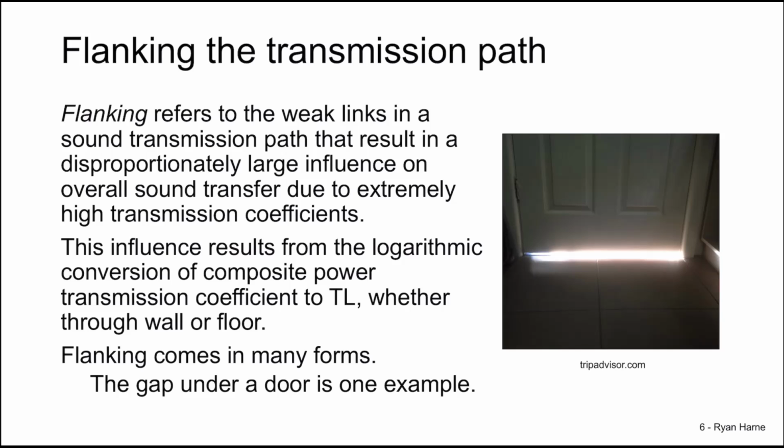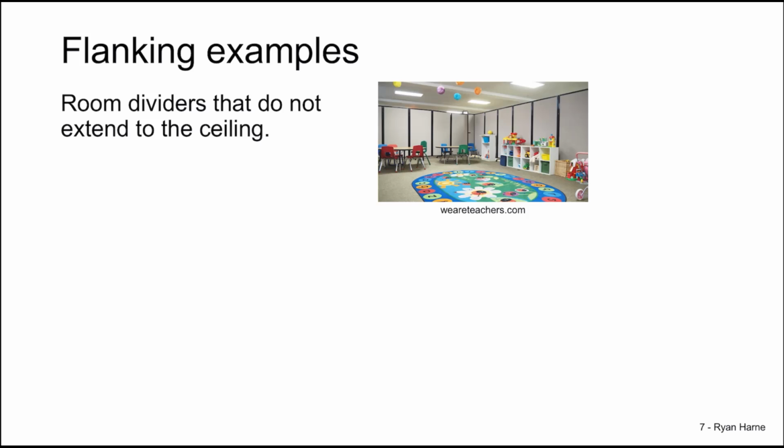So far we've spoken about the gap under a door, which is a great example of flanking. But there are many examples of flanking that are faced by engineers day to day. Take, for instance, room dividers that don't extend to the ceiling or to the floor. There's multiple inches of gap here at the floor because the room dividers are mounted on rolling casters, and the room dividers don't even come close to reaching the ceiling. In this case, this elementary school will not be much quieter with the introduction of these room dividers.